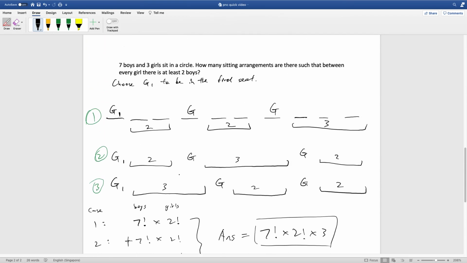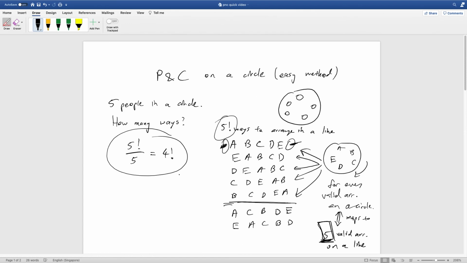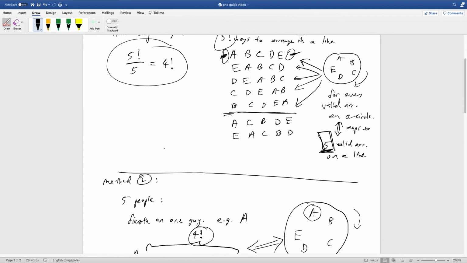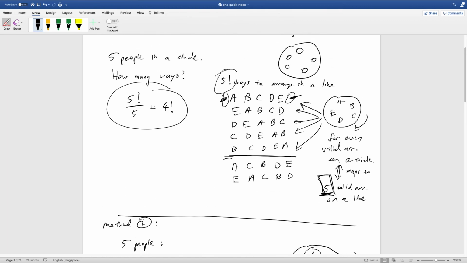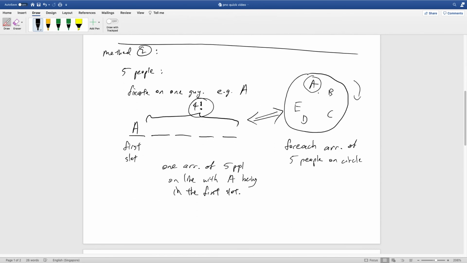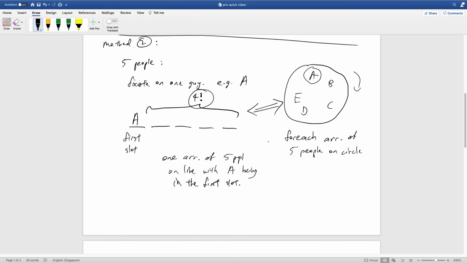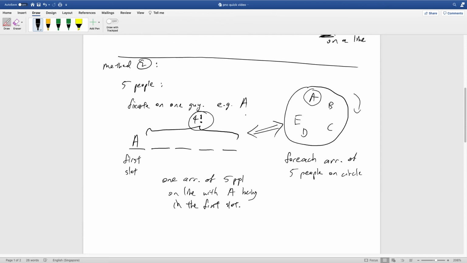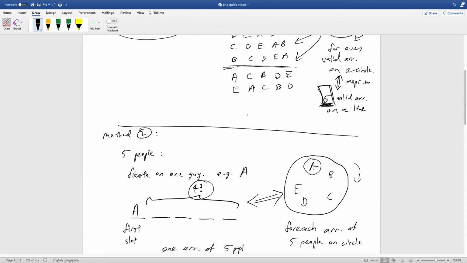Yeah, my point is that this is a different way to think about people sitting in a circle. Instead of counting them in a line first and then dividing by some permutation, we count them by fixing one guy to be in the first slot, and because there's a one-to-one mapping from the people in a line with one guy fixed in the first slot to the arrangements of people in a circle, we just fix one guy in the first slot and then we count the remaining people. So I hope that this is a method that you'll find useful in your exam.